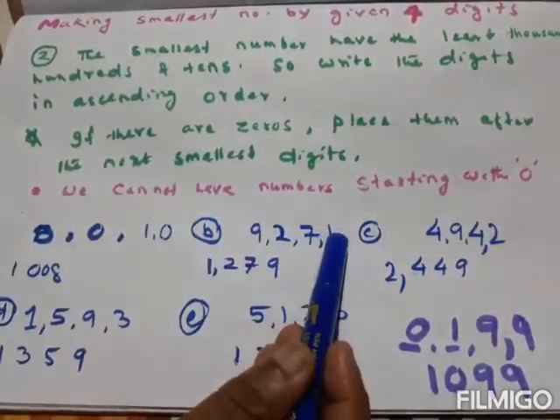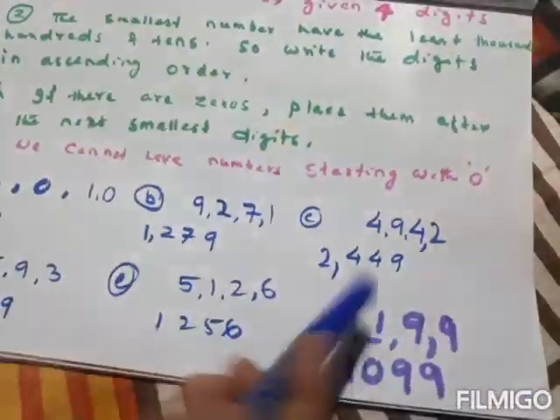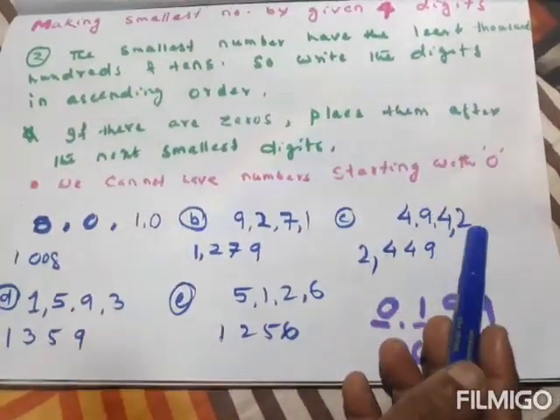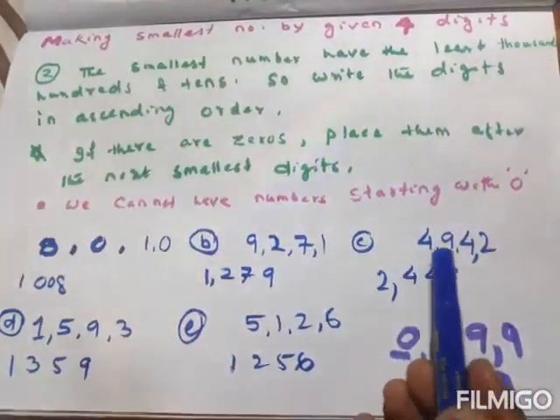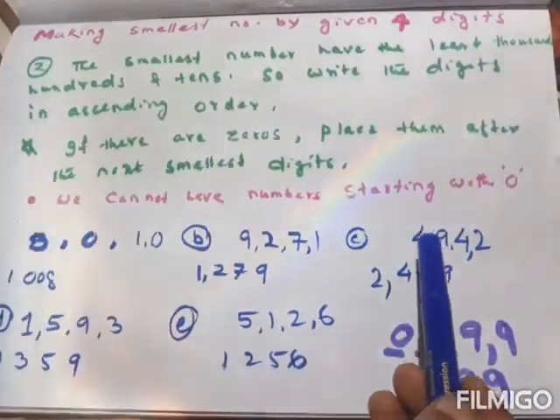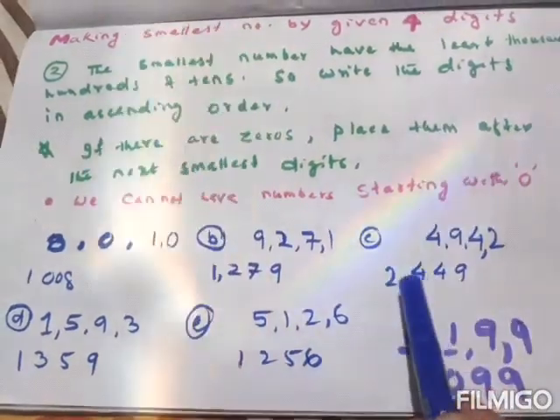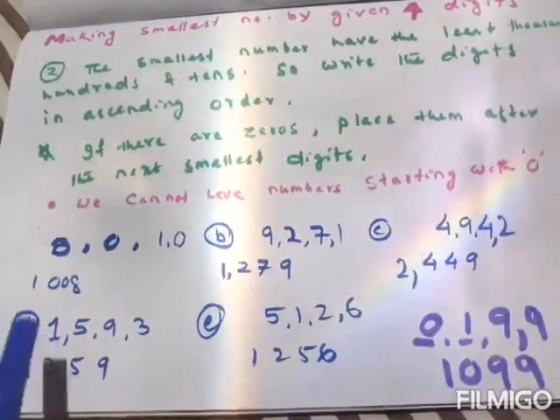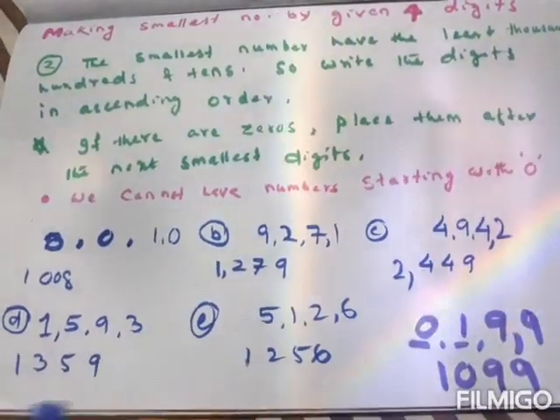So using 9271, the smallest 4-digit number becomes 1279. Let's move to another number, 4942. Here in 4942, among these 4 numbers, which one is the smaller one? 2. Then these 2 fours are similar, so I write 2, 4, 4 here, finally 9. So using 4942, the smallest 4-digit number is 2449.